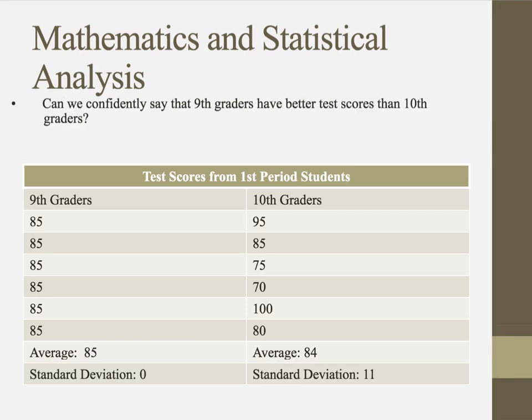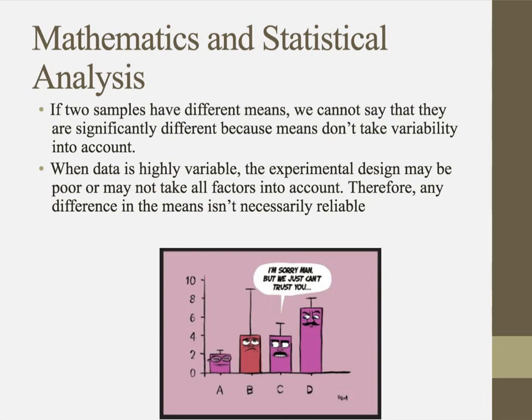And we can see that if we make spreadsheets actually calculate it for us, what the standard deviation would be. Now, we do have different means. The 9th graders had a higher average than the 10th graders. But can we confidently say that 9th graders have better test scores than 10th graders? Well, in order to answer that question, we have to perform an actual statistical test. Because when we're just looking at the means, we can tell that they're different, but we don't know if they're significantly different because means don't include any information about variability.